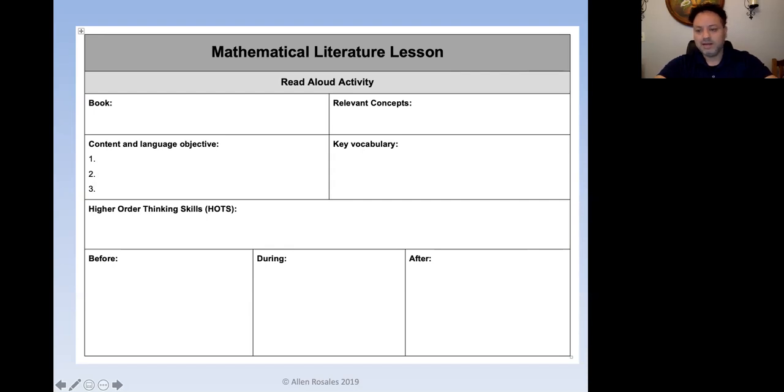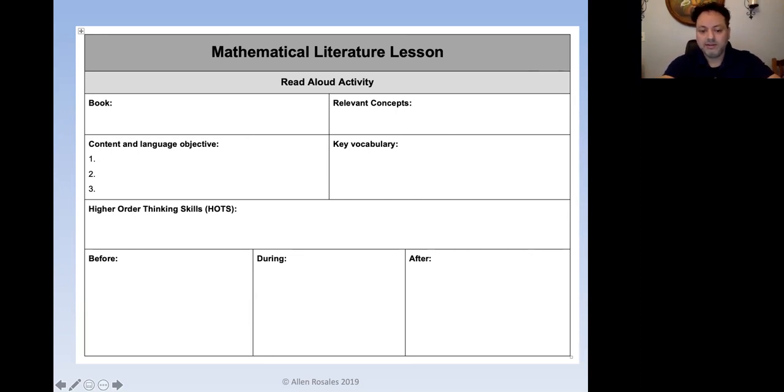There's other metacognitive experiences you can do before, like predictions, conjectures, even picture walks, right? Where you turn the pages without reading the book. Just turn the pages so they can see the illustrations, and that builds background knowledge, and then you read the book. So that's another opportunity.